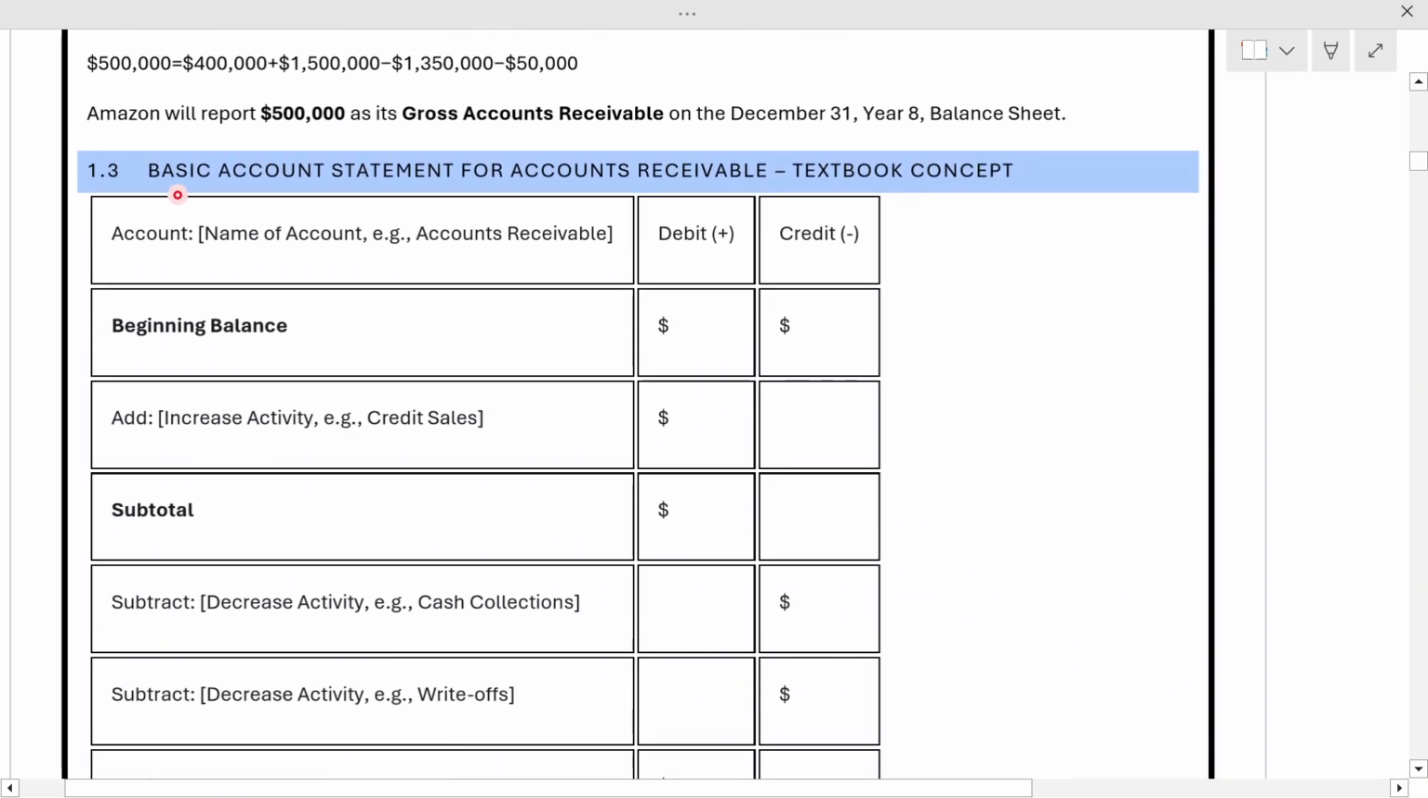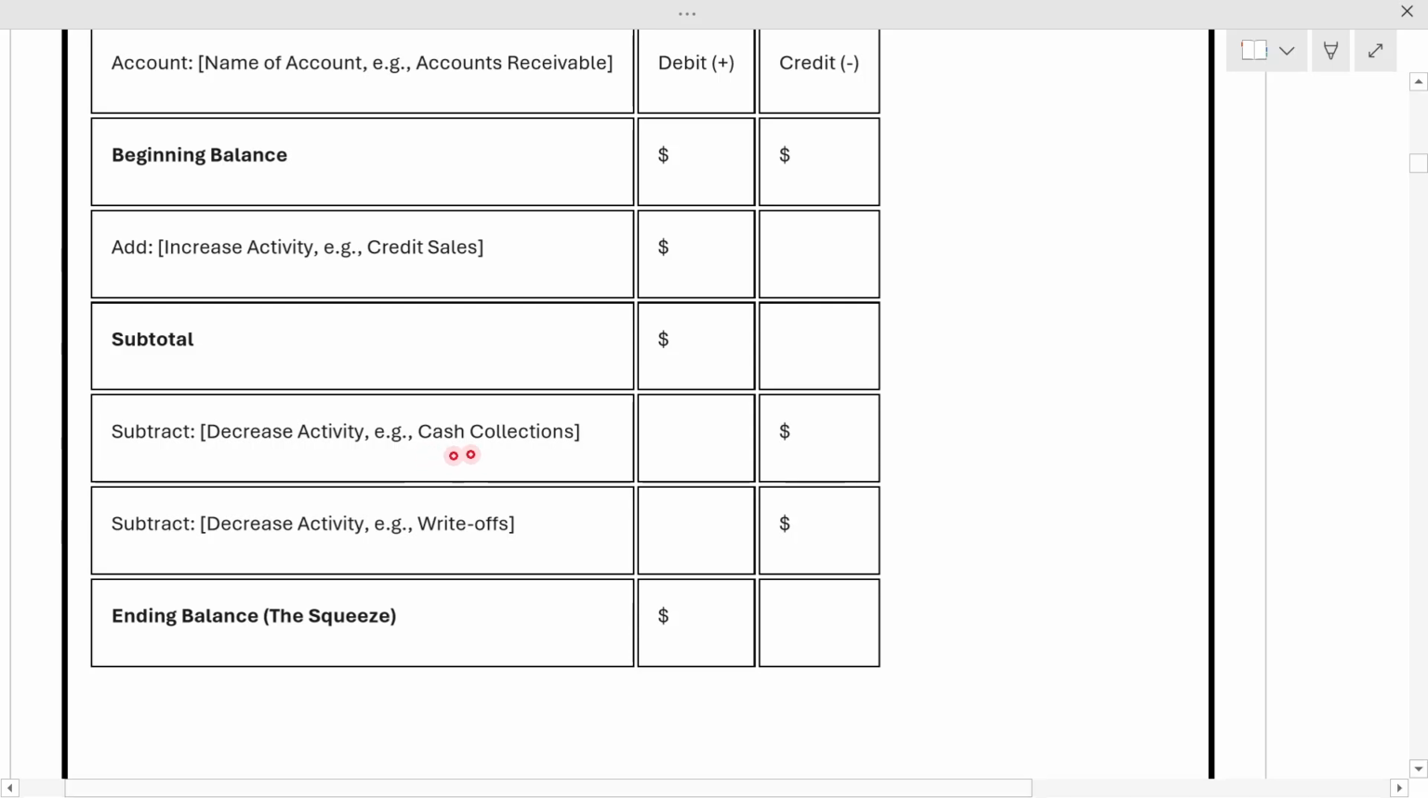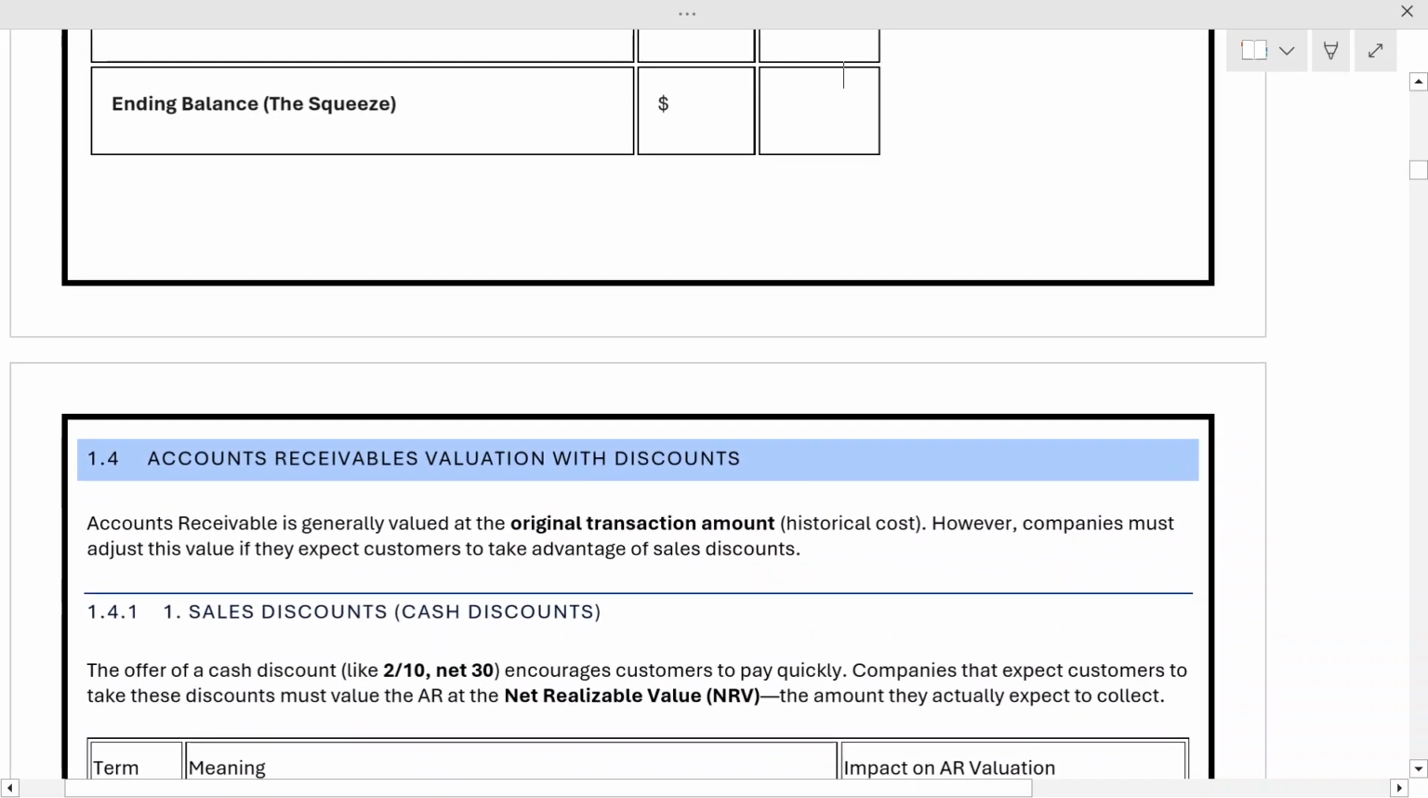Now let's see the same thing, the account statement for accounts receivable, as in the textbook. The textbook simply says we take our opening balance, then add the increasing activity. If sales are increasing, we will be increasing; if they are decreasing, we will be reducing. This gives us a subtotal, or the total credit sales. After that, if we received certain cash, we reduce that. If there are certain write-offs, we reduce that, and finally we say this is our ending balance or closing balance. Now I hope you understand this.